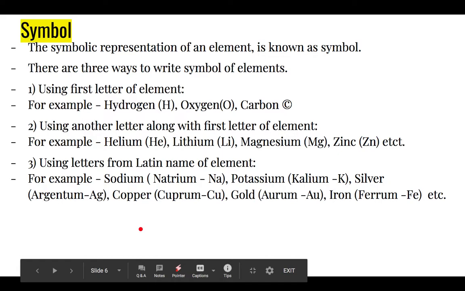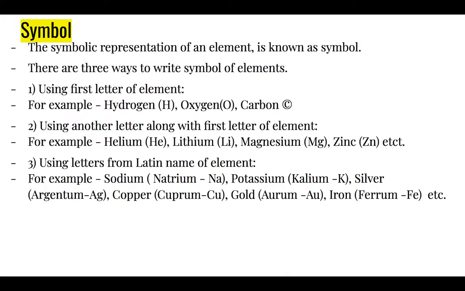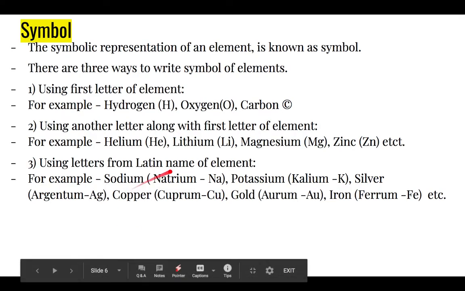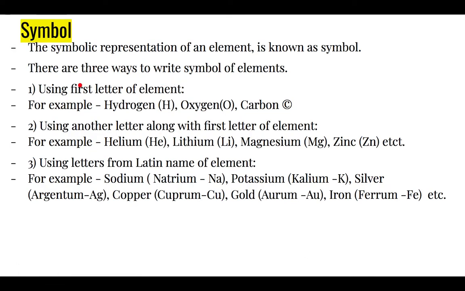Symbol. Writing the full form of atoms is always really difficult, so we have created a short symbolic form of an atom, and that symbolic representation of an element is known as a symbol. There are three ways to write the symbol of an element. The first way is writing the first letter of the element. Example, hydrogen: the first letter is capital H. Oxygen's first letter is O, and carbon's first letter is C.